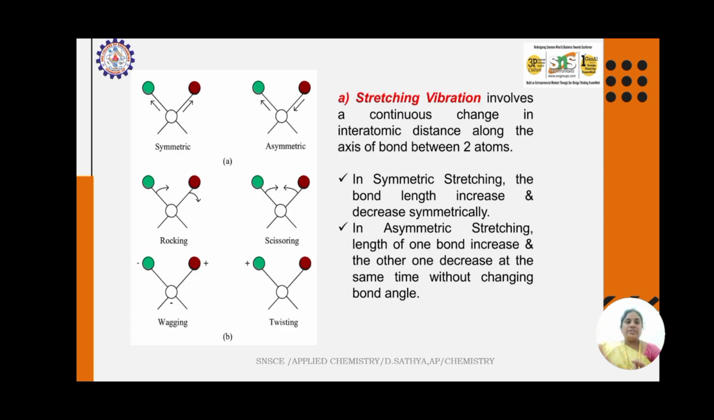In molecular vibration, we have two types of vibration: one is stretching vibration and the other is bending vibration. Stretching vibration involves a continuous change in the interatomic distance along the axis of the bond between the two atoms. There is symmetric stretching and asymmetric stretching. In symmetric stretching, the bond length increases and decreases symmetrically, so the bonds move in the same direction. In asymmetric stretching, the length of one bond increases while the other bond decreases at the same time, without changing the bond angle.